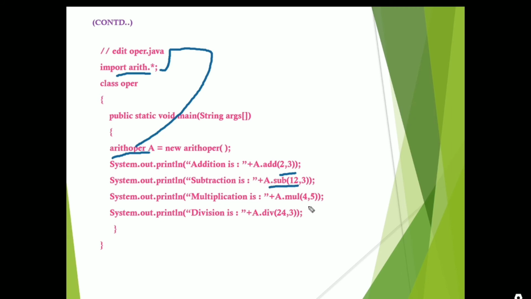And when we pass 4 and 5 to the mul method, it displays the multiplication of 4 and 5, which is 20. And when we pass 24 and 3 to the div method, it divides 24 by 3 and returns the result, 8. Like this.